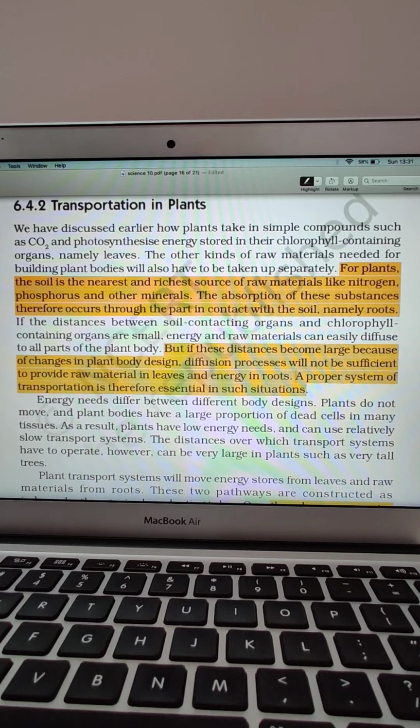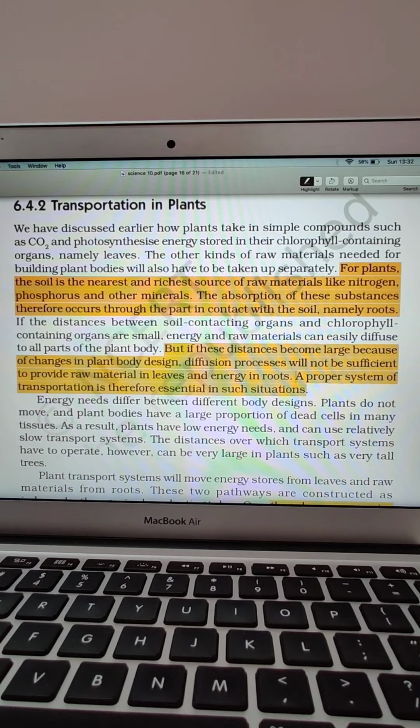If we talk about plants that are small in height or length, they require less energy for the transportation of these requirements. Why? Because the raw material can be easily diffused into all parts of the plant body, as the distance between soil, root and chlorophyll is small. You can even conduct an experiment, which we will deal with later when I explain ascent of sap.